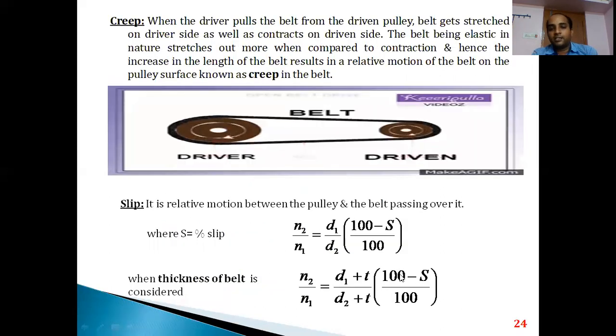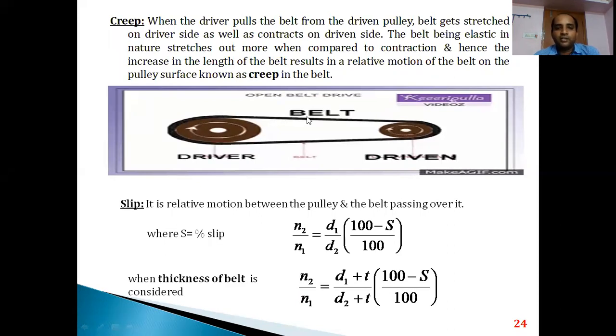Now, another term is creep. What is this creep? If you observe carefully, creep describes the belt which is running over the driver and driven pulley. As it says here, when the driver pulls the belt from the driven pulley, this is the driver here. This driver is pulling the belt from the driven pulley, which means this is the tight side, and the opposite side becomes the slack side as per this figure.